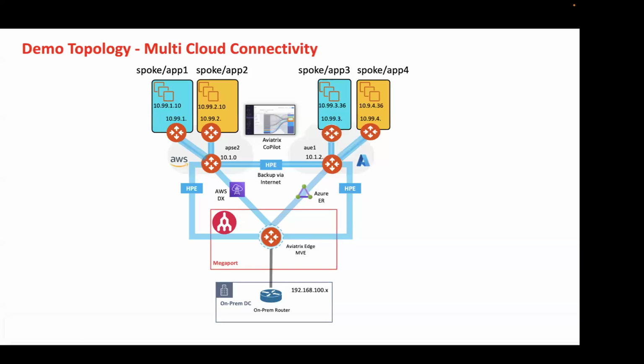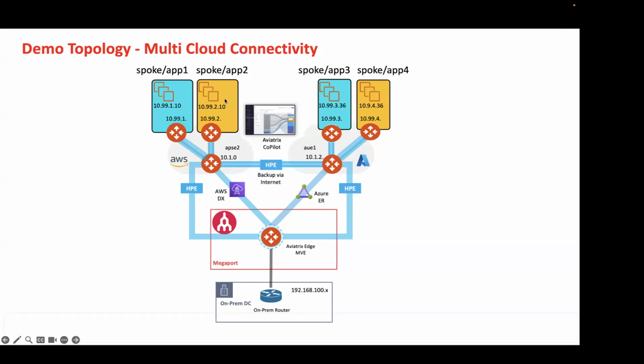So in this specific topology, what we have done here is we have spun up 4 apps or VPCs or VNets. 2 of them are in AWS and 2 of them are in Azure. The reason why I've shown them in different colors is if need be, we can achieve network segmentation or VRF-like routing so that blue can only talk to blue and orange can talk to orange.